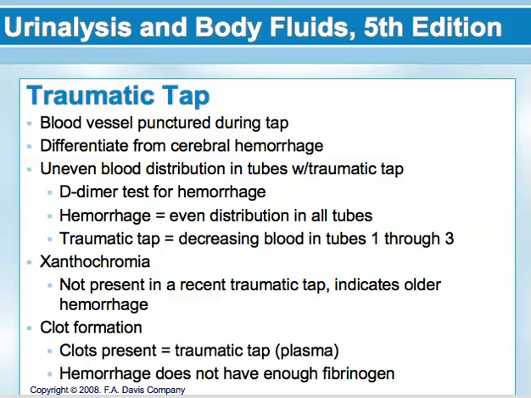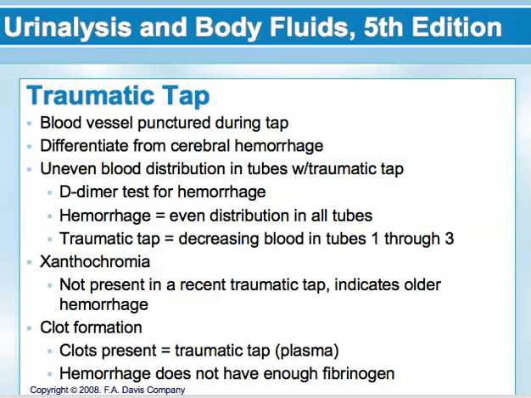Uneven blood distribution is one way. In a true cerebral hemorrhage, the amount of blood present in the tubes will be the same in all 3 tubes, whereas in a traumatic tap, the amount of blood present will decrease from the first tube drawn to the last tube. Clot formation.